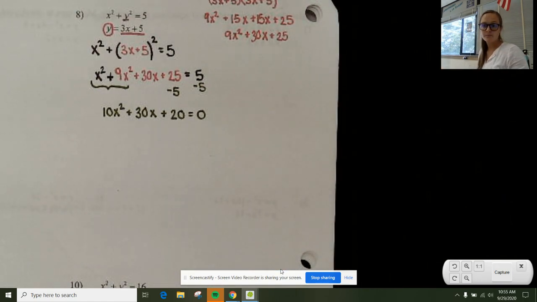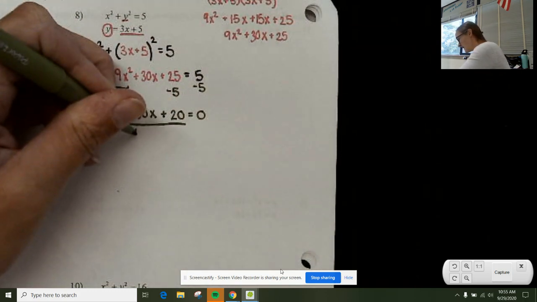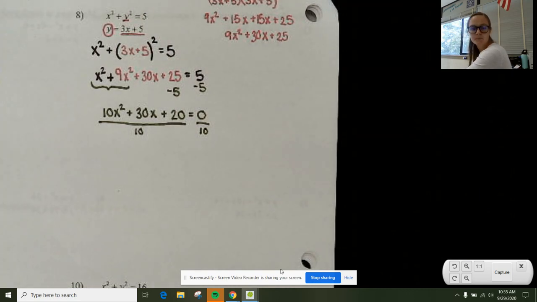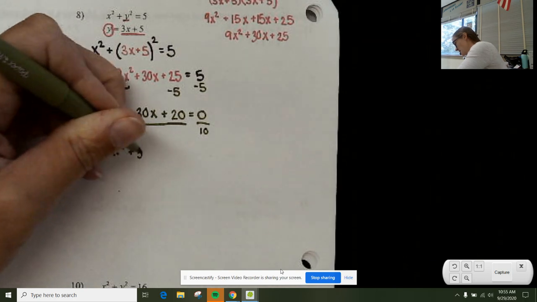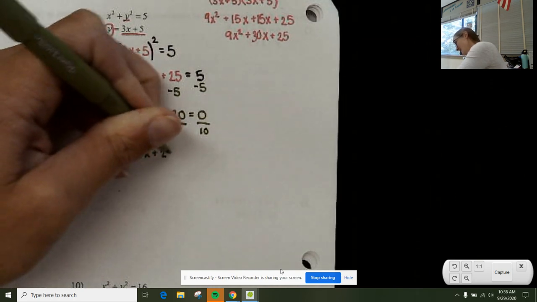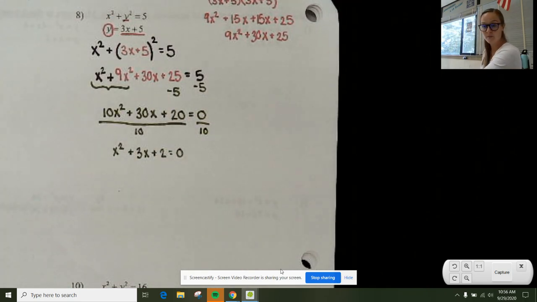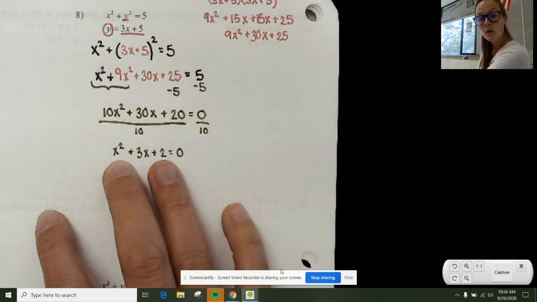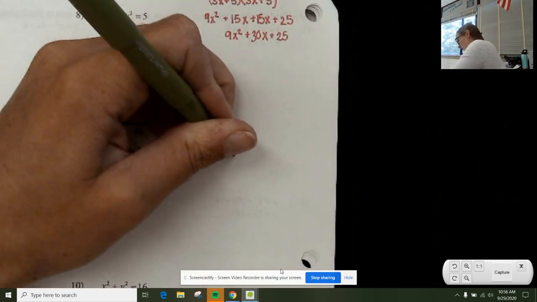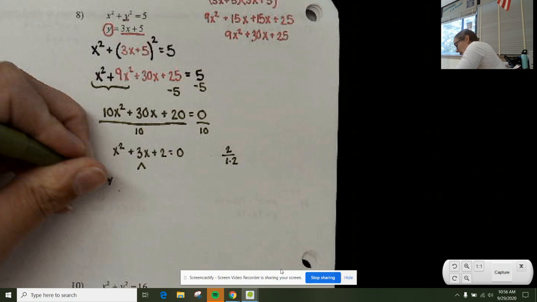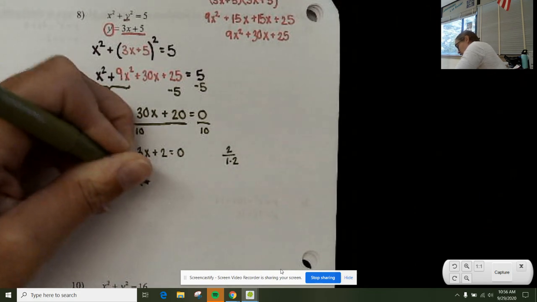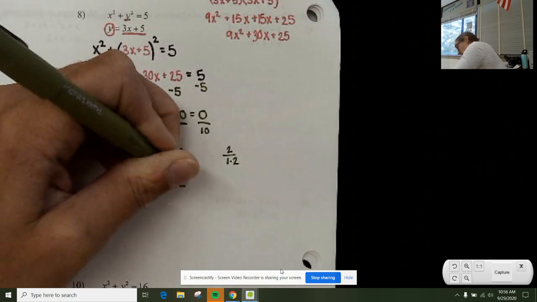Now I want to factor and solve. So right off the bat, you can probably notice that I have a factor of 10 in all three parts. So I'm going to simplify this by dividing by 10 on both sides. Once I do that, I have x squared plus 3x plus 2 equals 0. That is nice and simple for me. So now I'm thinking, what are two numbers that multiply to 2 and add to 3? And that would be 1 times 2. Right now I'm factoring. So I've got x squared plus 1x plus 2x plus 2 equals 0.